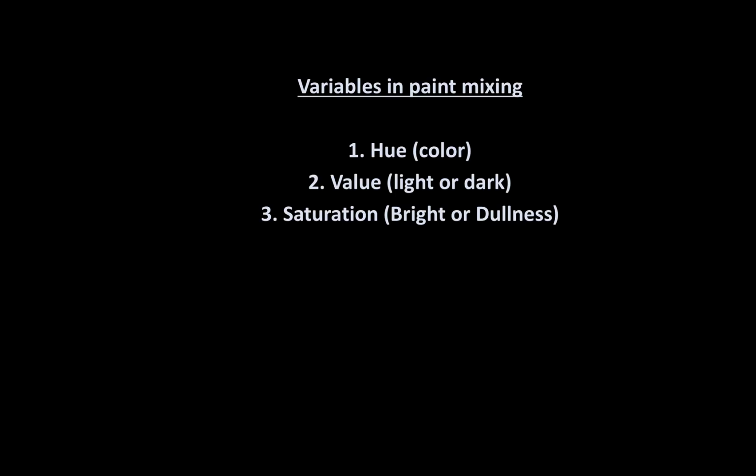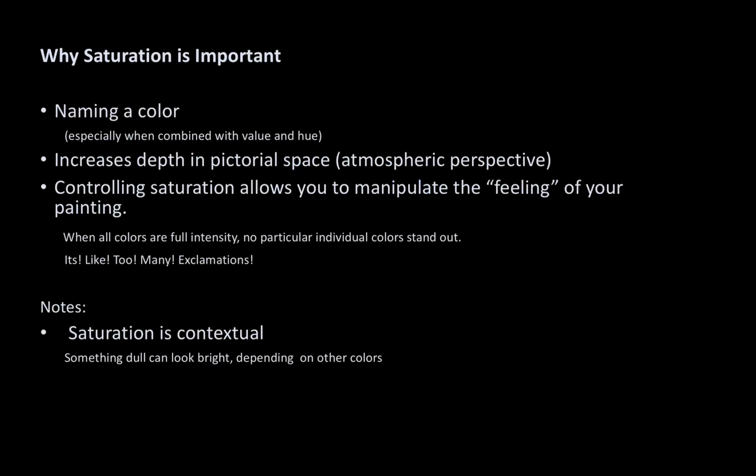Okay, this video is about controlling the three main variables to effective color mixing. Hue is simply the color from your tube. Value is something you've explored with previous paintings. So here I want to focus especially on saturation. And saturation simply is a color's brightness or dullness.